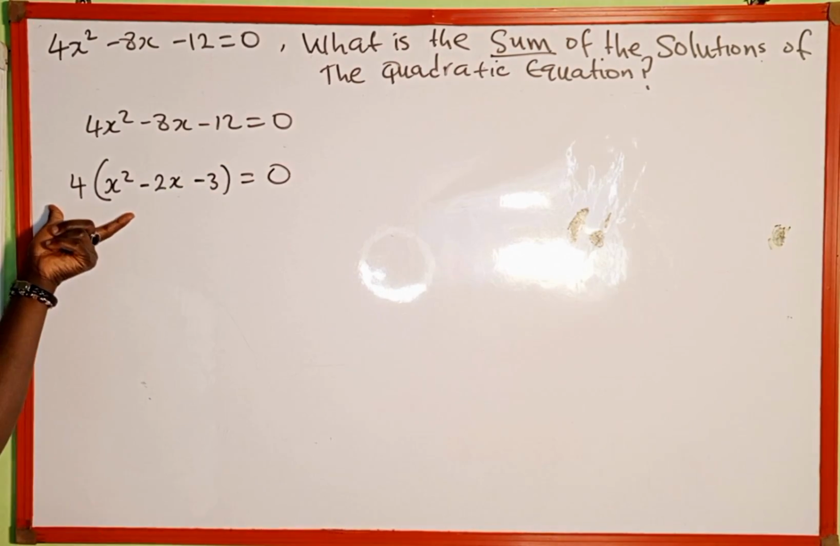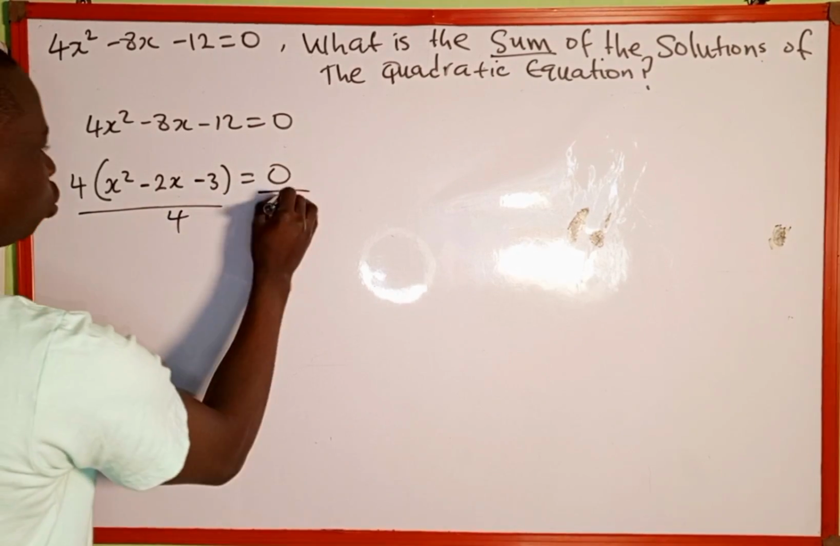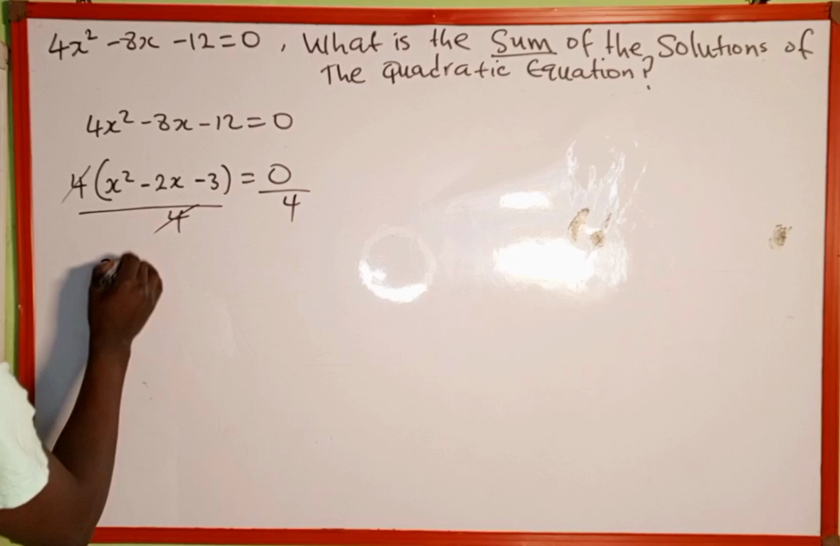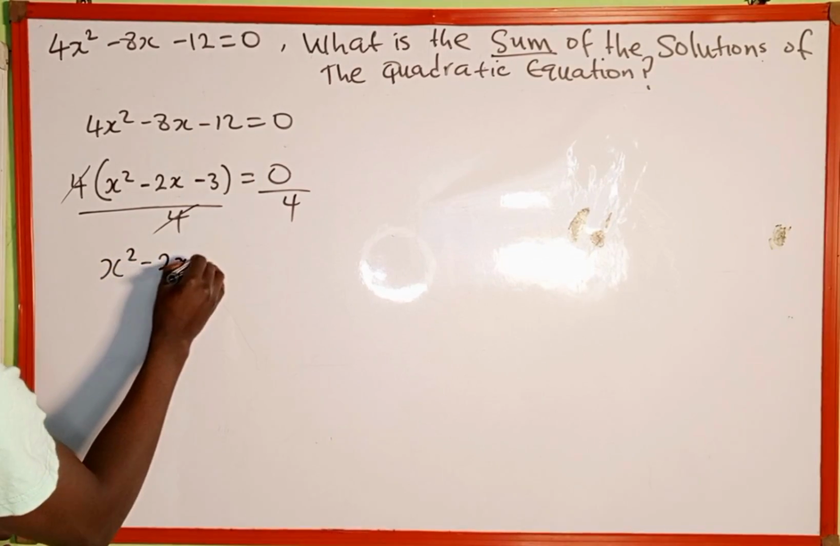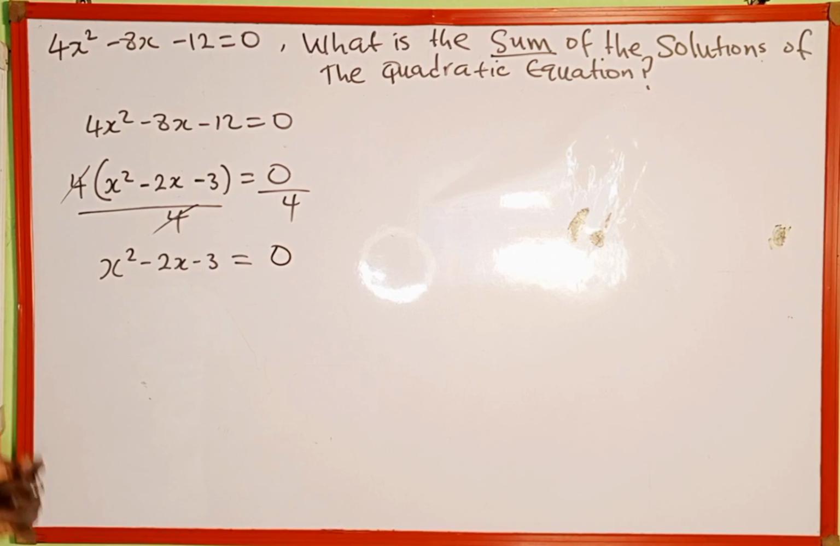How are we going to eliminate this 4? By dividing both sides by 4. So we divide here by 4, and also here by 4. This 4 is going to cancel this 4. We are left with what? x to the power 2 minus 2x minus 3 is equal to 0, since 0 divided by 4 is the same as 0. Now we have reduced this quadratic equation.